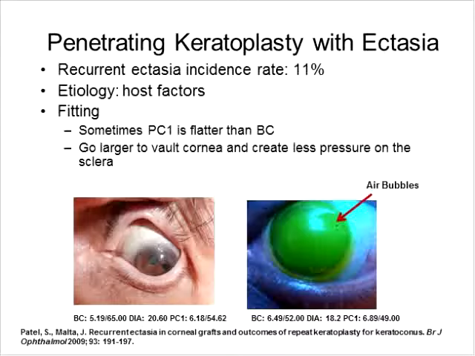Fitting a penetrating keratoplasty with ectasia may require a design where the first peripheral curve is flatter than the base curve. In the first example, the first peripheral curve is about 11 diopters flatter than the base curve. In the second example, the first peripheral curve is about 3 diopters flatter than the base curve.